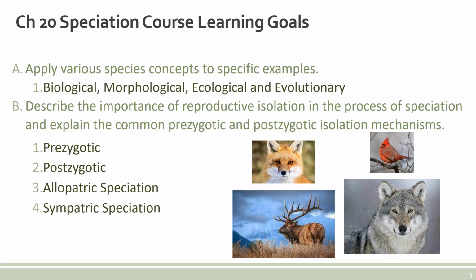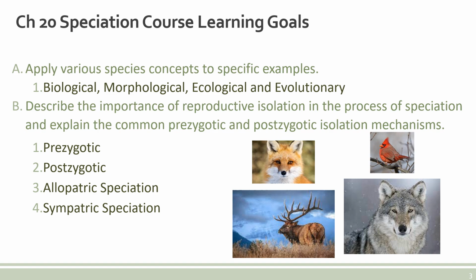In Chapter 20, our focus is going to be on defining the different species concepts, or providing different ways that we can define what a species is. If you are in Biology 102, you will need to know all 4 of these species concepts. If you are in Biology 101, you need to know the first 2, biological and morphological. And if you are in Biology 101, you can skip the second half of the video where I talk about ecological and evolutionary species concepts.